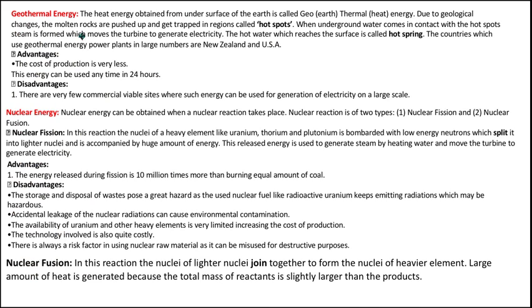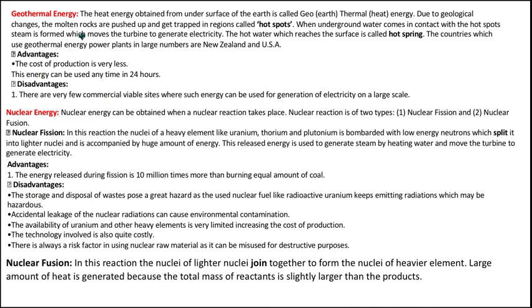The disadvantages are: nuclear energy is produced due to the joining and breaking of nuclei, thus it may produce very dangerous substances, very dangerous radiations which can be very harmful for human beings. If accidental leakage of this type of radiation takes place, environmental contamination can also be done. Thus it is very harmful and very dangerous for everyone. The availability of uranium fuel, the nuclear fuel that is used to produce energy, is very limited, and its cost of production is very high.